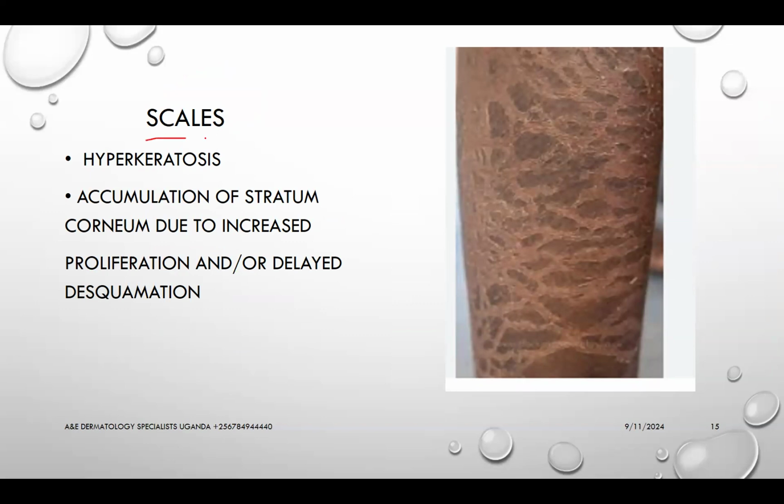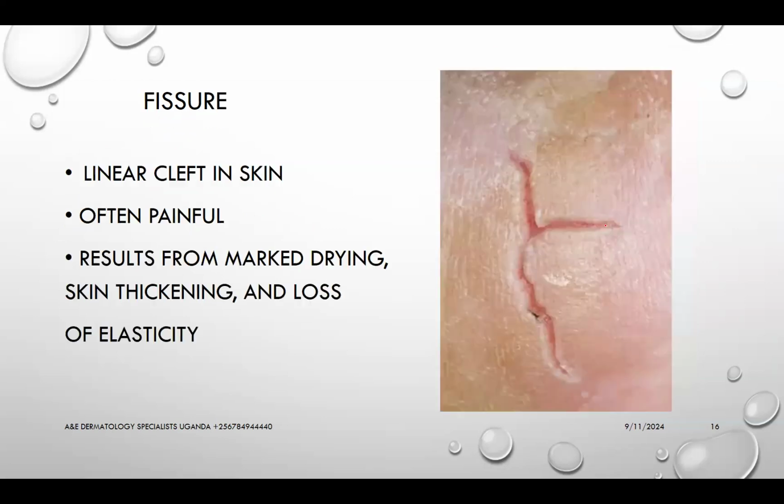Then when you go to the scale, scale in medical term just simply means hyperkeratosis. Remember in part 1, we looked at the stratum corneum. So if you have that stratum corneum being too much, more than normal, and then failing to go off in the normal way, but still hanging around, that is what we call hyperkeratosis, and that gives rise to the English name that we call scales. So in this case, it can be due to either proliferation or delayed desquamation of the stratum corneum, and these are the scales that you are seeing in these patients with the ichthyosis. Those are the scales.